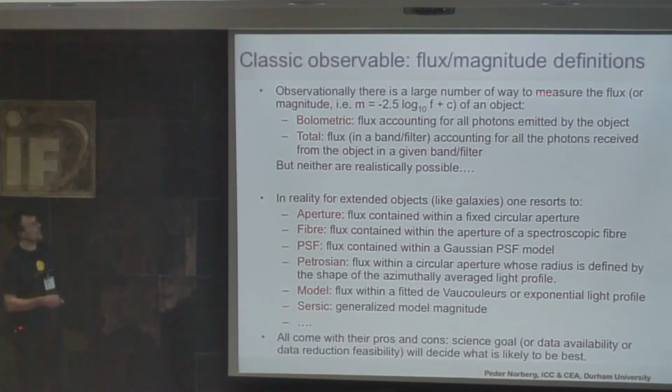Observationally, there's a large number of ways to measure the flux, or magnitude, which is minus 2.5 log 10 of the flux, plus a constant. Volumetric, which is pretty much everything, is impossible to do, because you can't get the whole spectrum. Fine, let's ignore that. Total, that would be great.